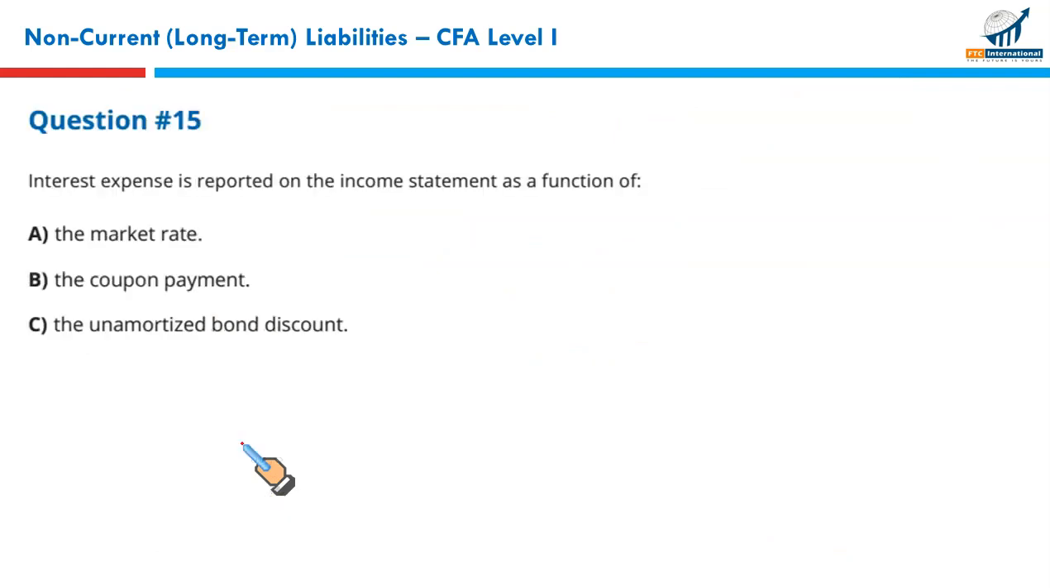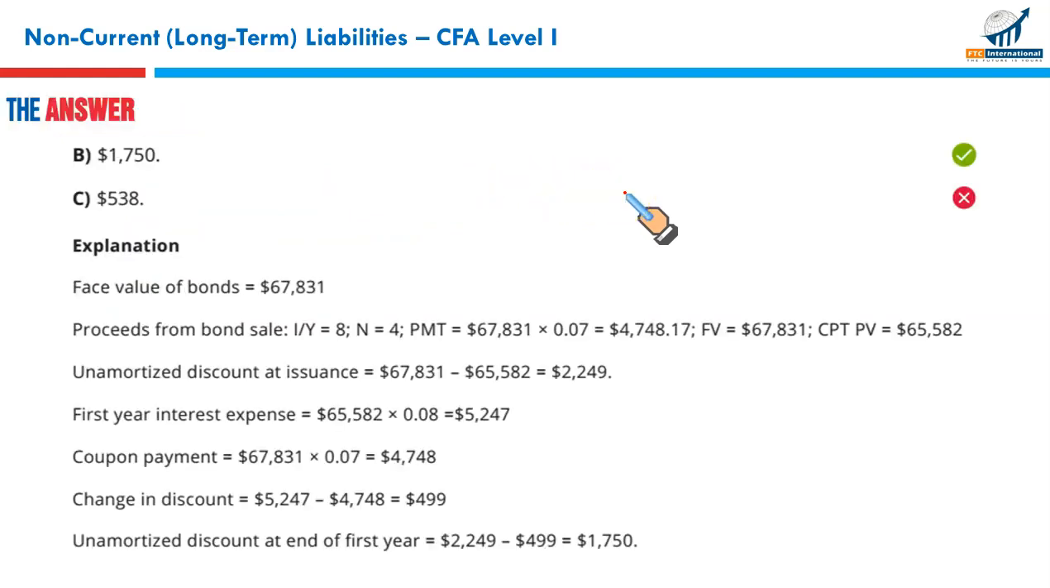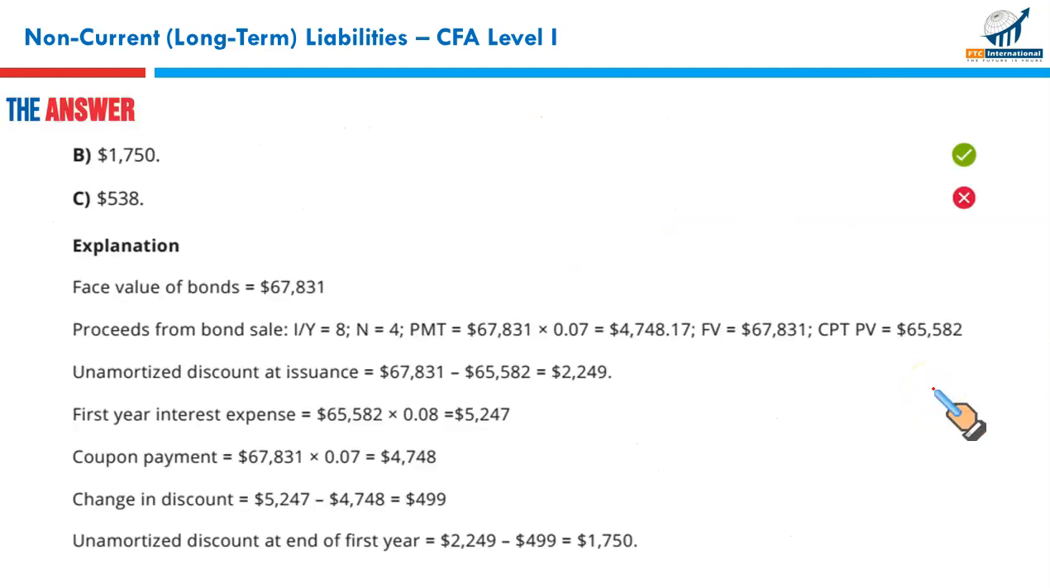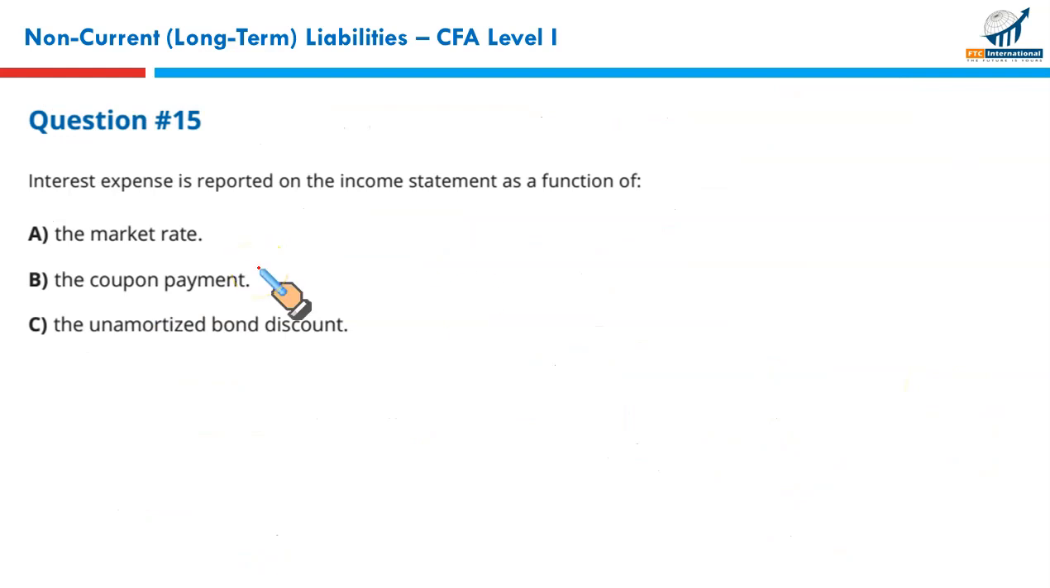Right, next. Interest expense is reported on the income statement as a function of what? What we have just seen. This is your interest expense. Interest expense is the book value multiplied by the market rate, right? So interest expense is a function of market rate, multiplied by the book value of the bond. Market rate. So we don't need to look any further.